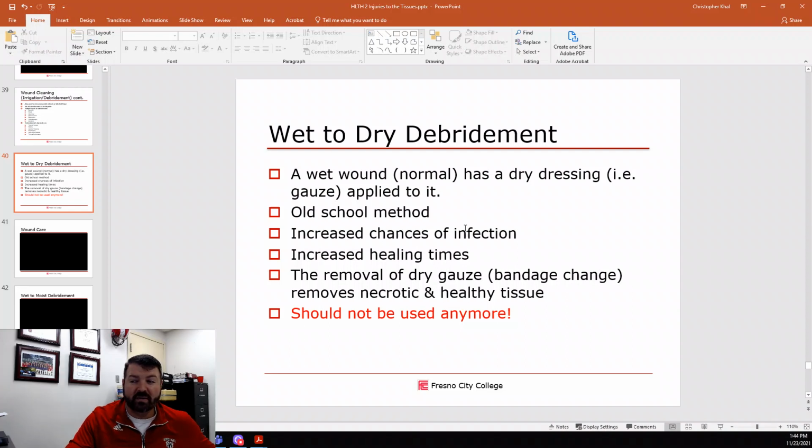The wet to wet debridement is just wetting the gauze pad. That's it. It doesn't have to be soaking, but just get it wet, wring it out lightly, and put it on the wound and wrap it up normally. That way, any of the necrotic tissue will stick to that. So when you take it off and change that bandage, hopefully every day, you're just taking off all the dead areas and leaving all the fresh and healthy.